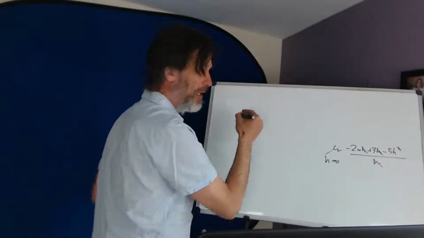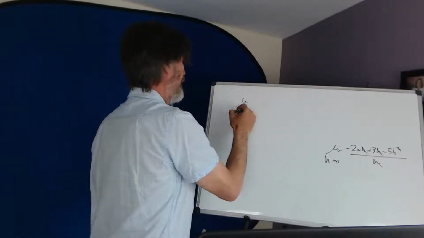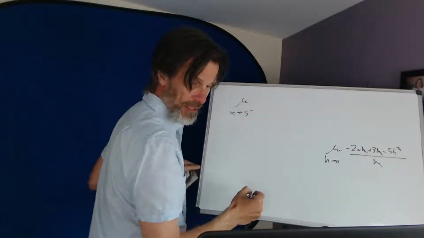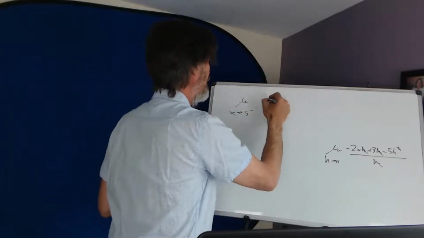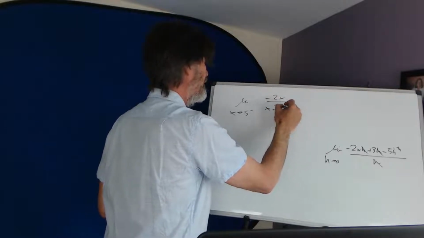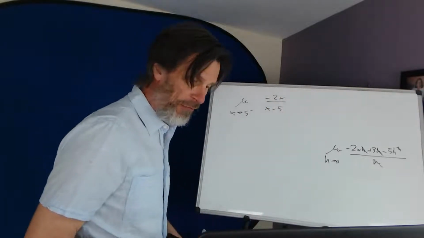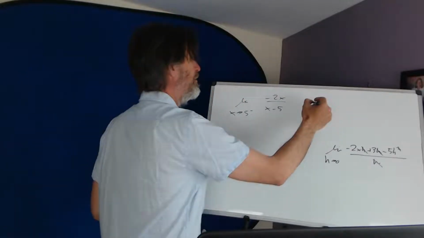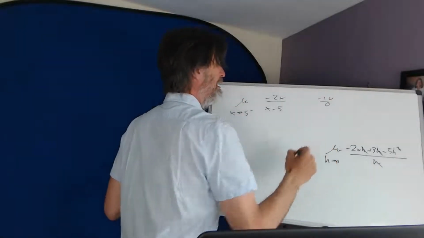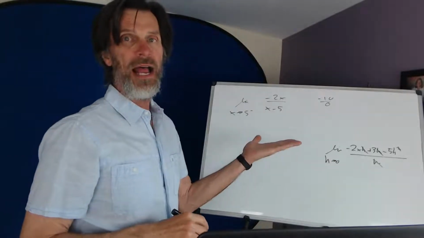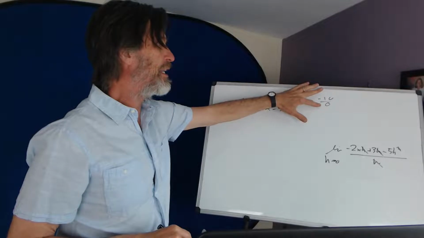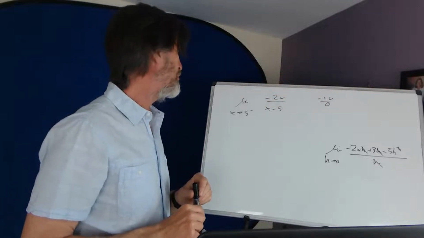Part C, we have the limit as x approaches 5 from the left of negative 2x over x minus 5. Now, if I plug in a 5 here, both the top and the bottom, I get a negative 10 over 0. And that tells me that this answer has to either be a positive infinity or a negative infinity. I'm taking a number and dividing it by something that gets closer and closer to 0.